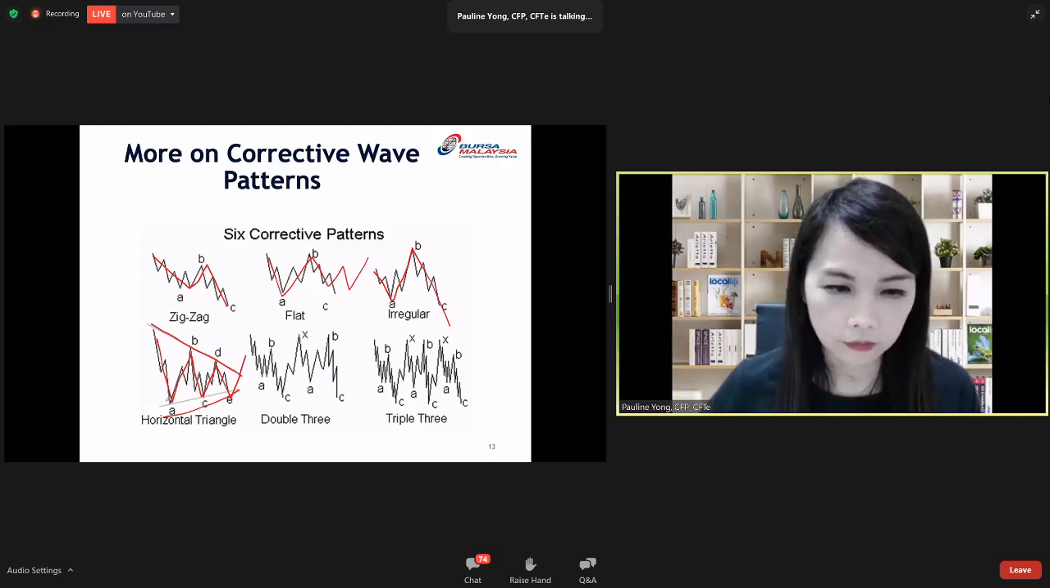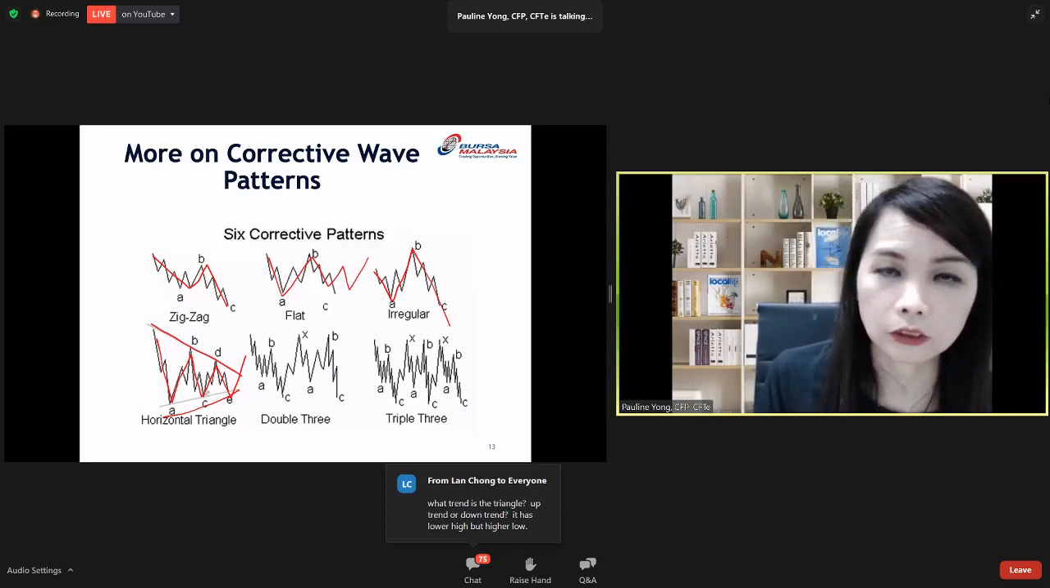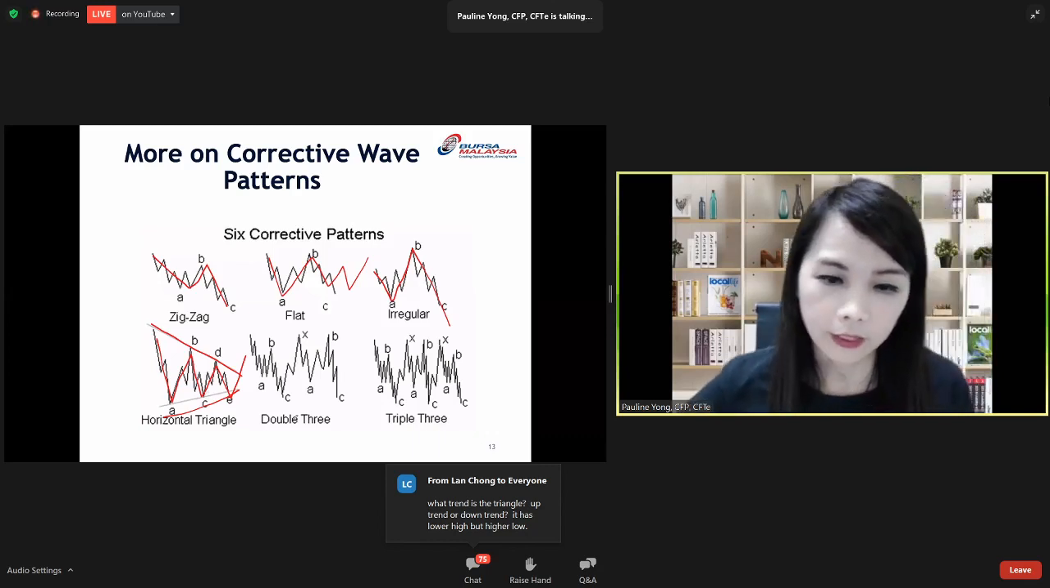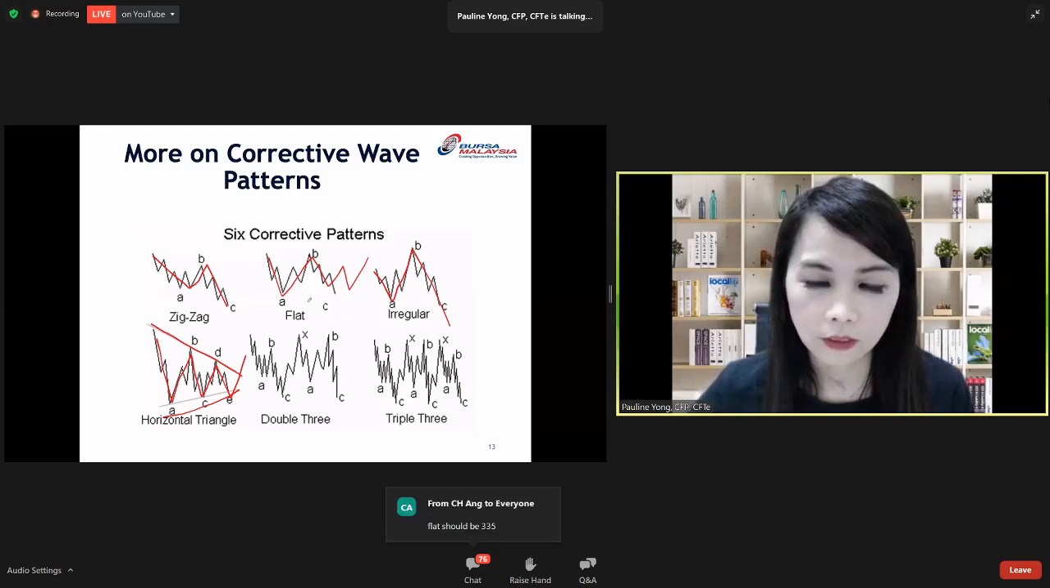Okay, so three waves down here, three waves up, down, up, down. So it's all 3, 3, 3. So within these corrective patterns, you can also count the waves. And then you have the double three, whereby you have two of these flats together. Sometimes you have a combination.